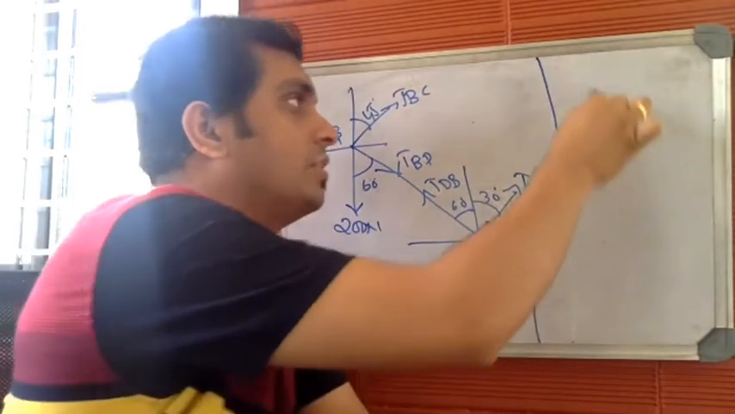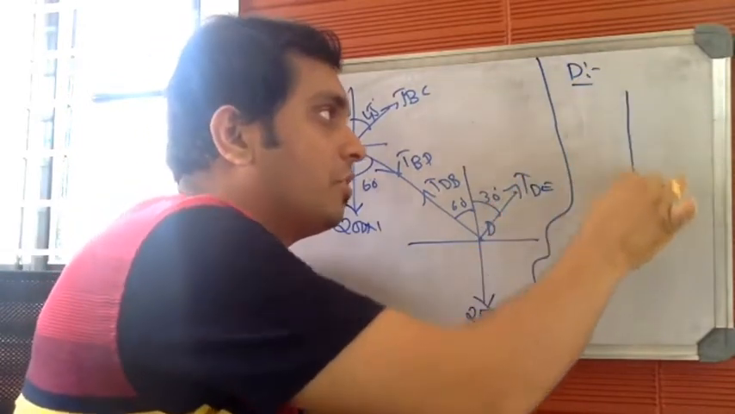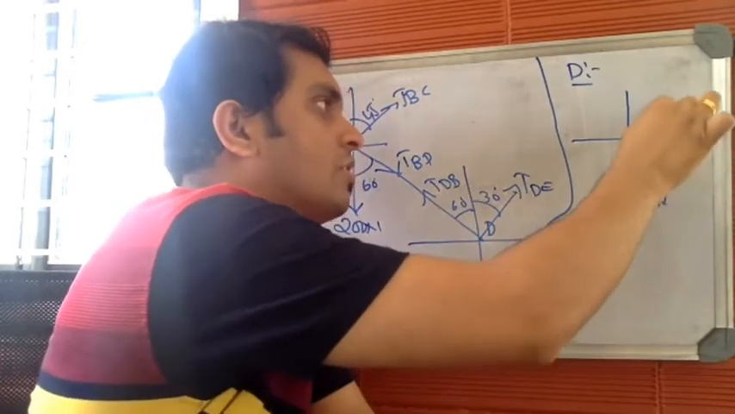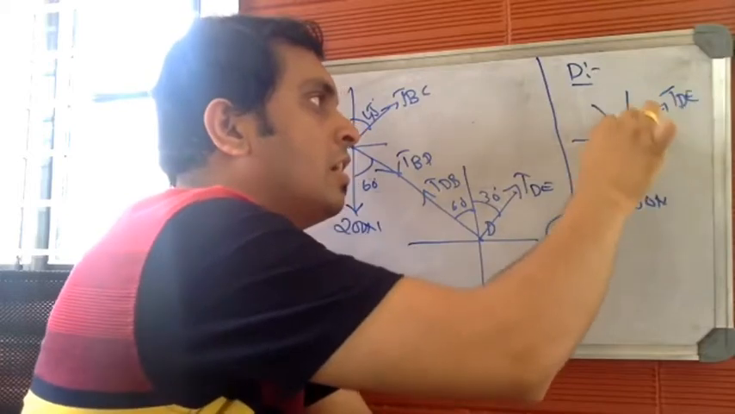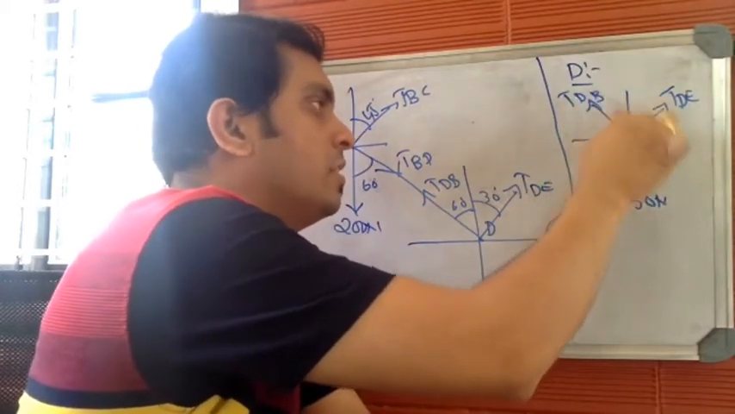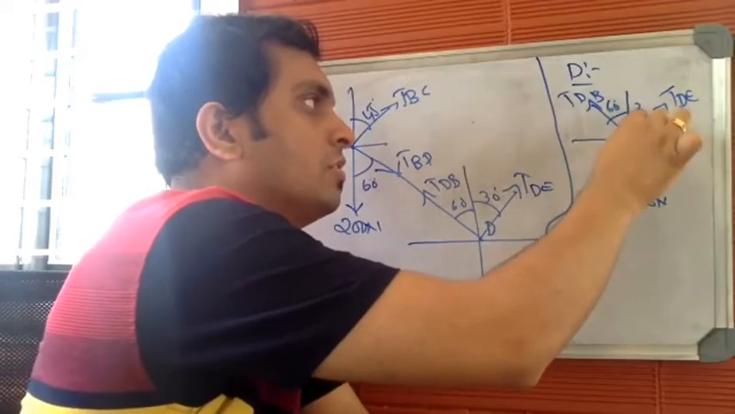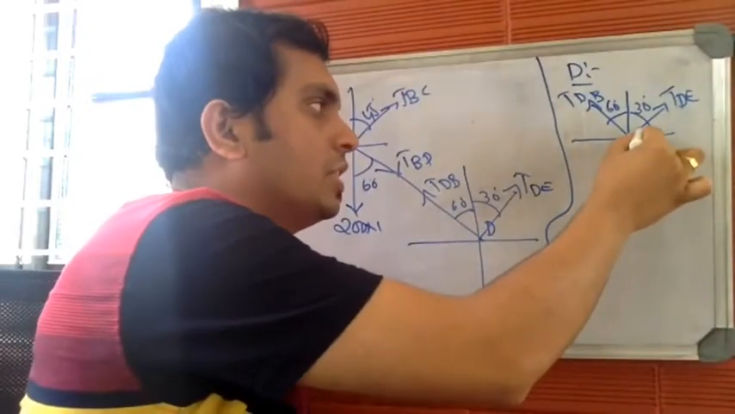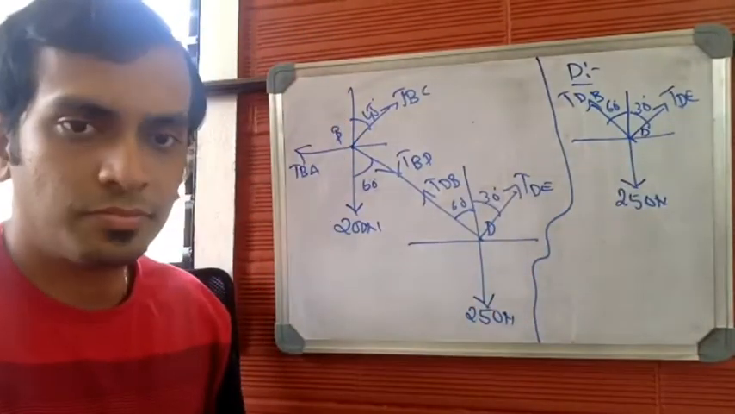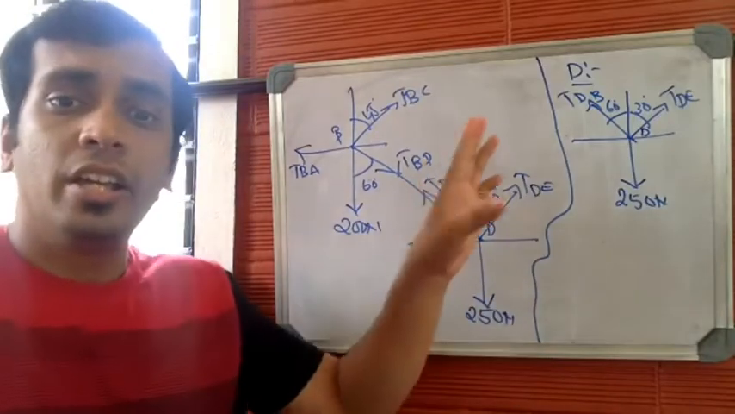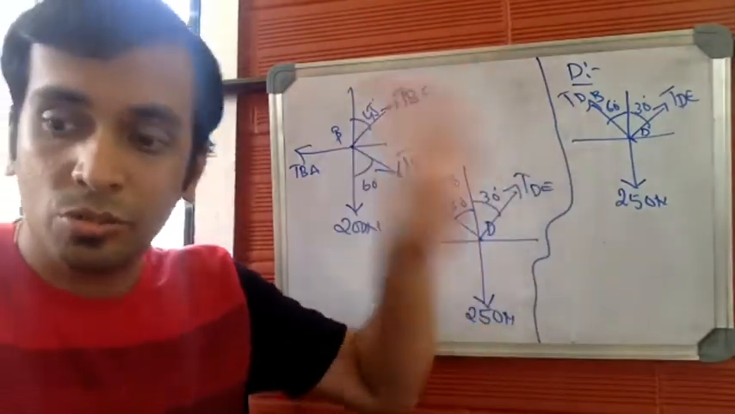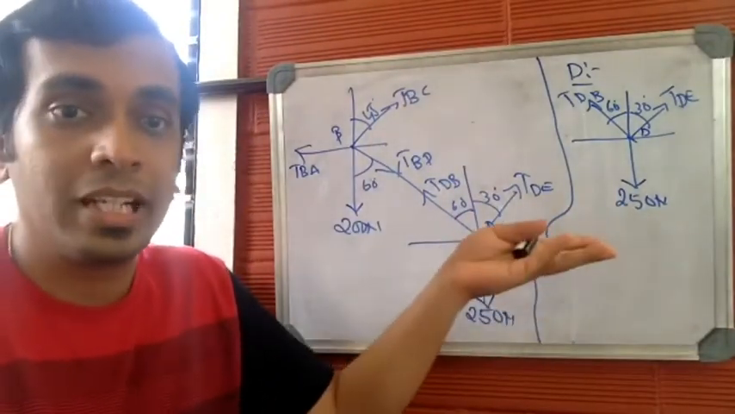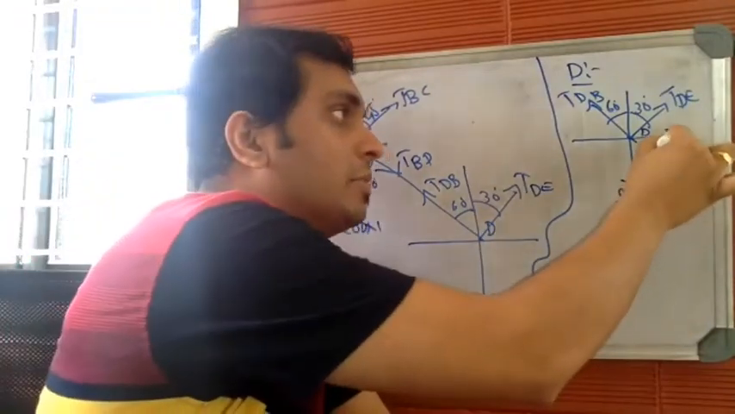So let me consider the free body diagram associated with junction D, and let me draw it quickly. This is 250 newtons, TDE, and TDB. This is 60, and this is 30. So we have drawn the free body diagram associated with junction D. Just observe the free body diagram. If you have three forces totally, not the unknowns, then you'll be applying Lamy's theorem. If you have more than three forces totally, you cannot apply Lamy's theorem. You have to go with the conditions of equilibrium.